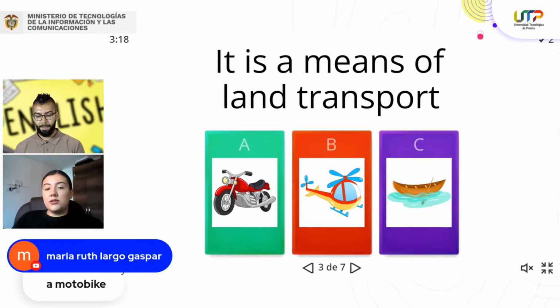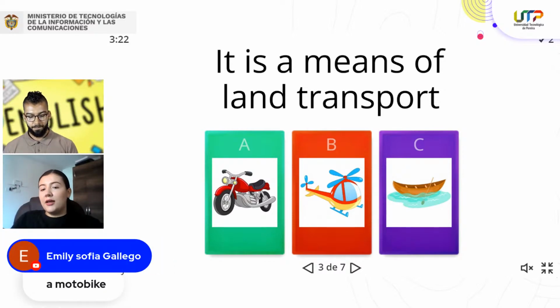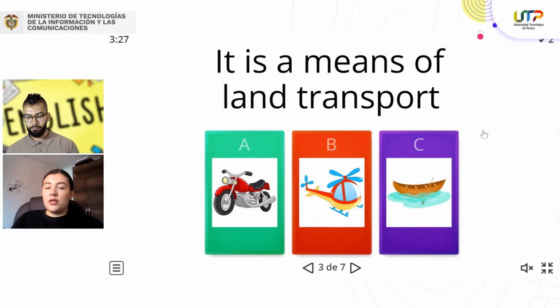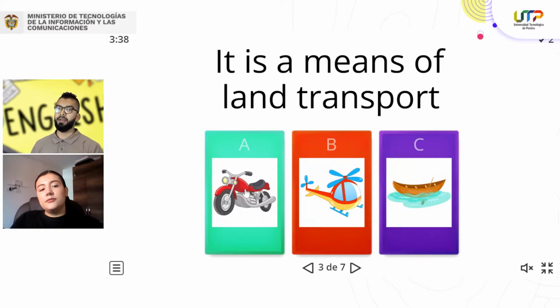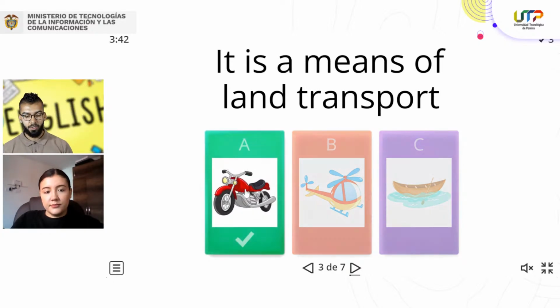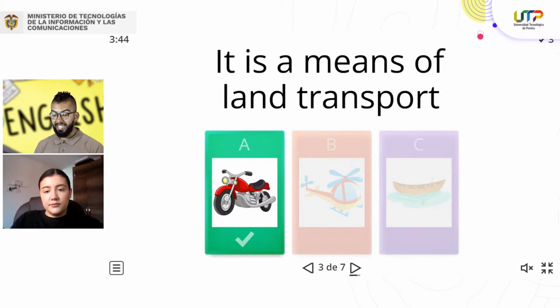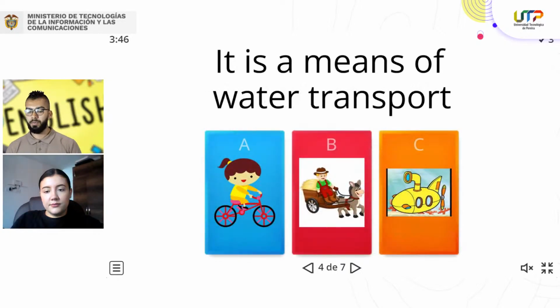Okay, the first one was Jimena Gallo. She says A, but Javier Alejandro, Jonathan, and Valentina wrote the complete answer. A, motorcycle, they said. Excellent. Motorbike. Motorcycle is the same thing. Very good. Motorbike or motorcycle. Perfect. Very good. That's the correct answer. The motorcycle is a land means of transportation. Okay, that's perfect.